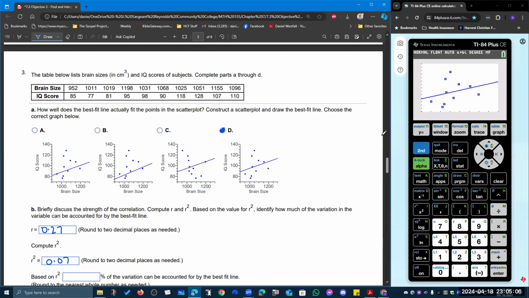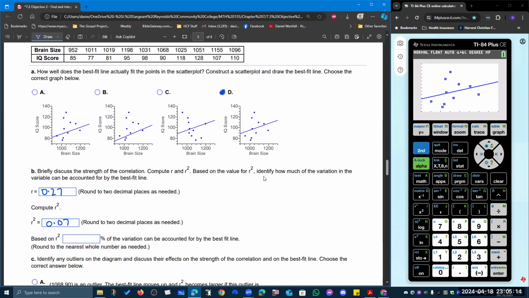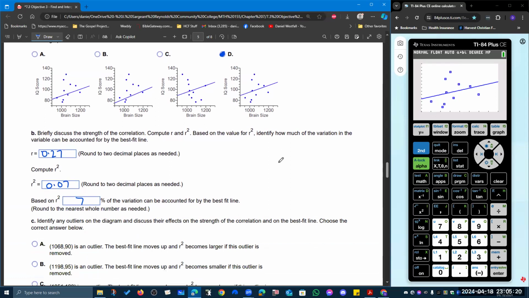And there's not really a good model here. It's based off of R squared. Only 7% of the variation can be accounted for by the best fit line.